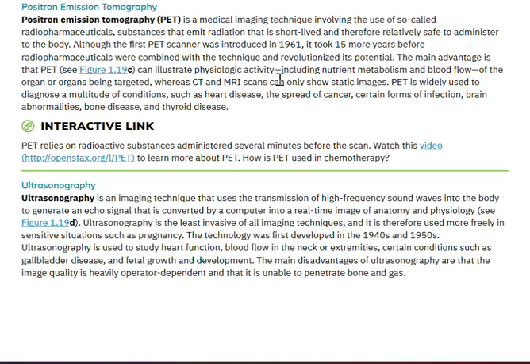The main advantage is that PET can illustrate physiological activity, including nutrient metabolism, blood flow of the organs being targeted, whereas CT and MRI scans can only show static images. Heart disease, cancer, infection, brain abnormalities, bone disease, and thyroid disease is diagnosed with PET.